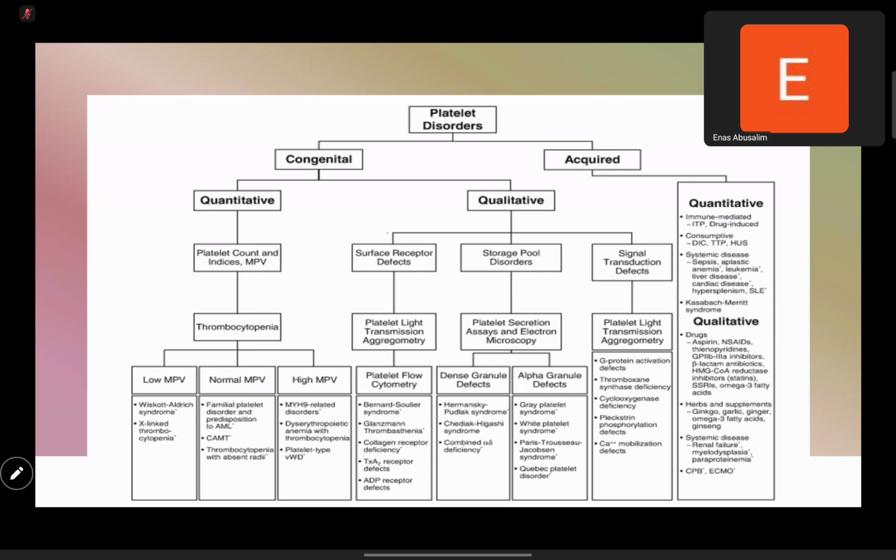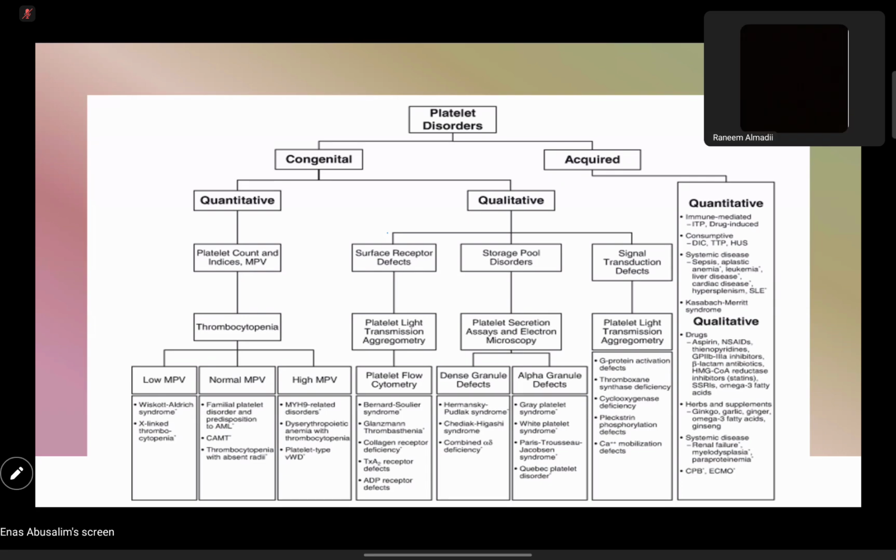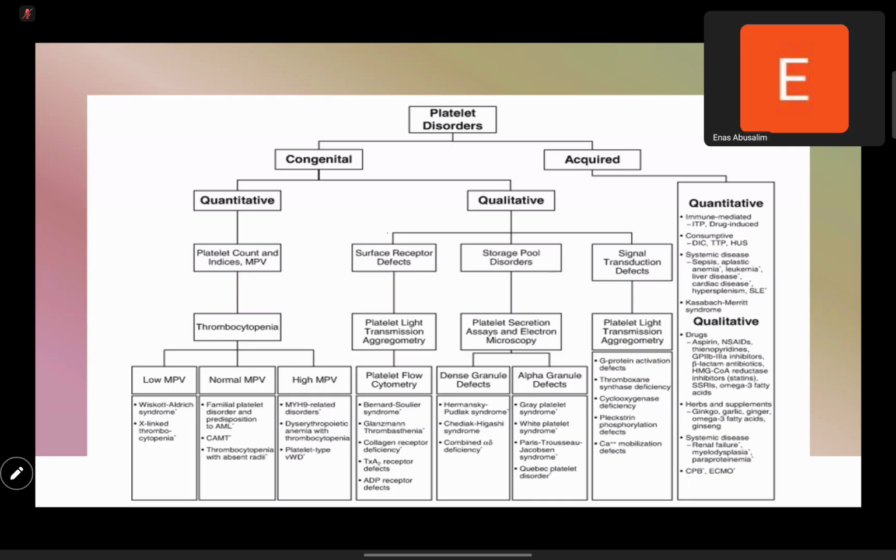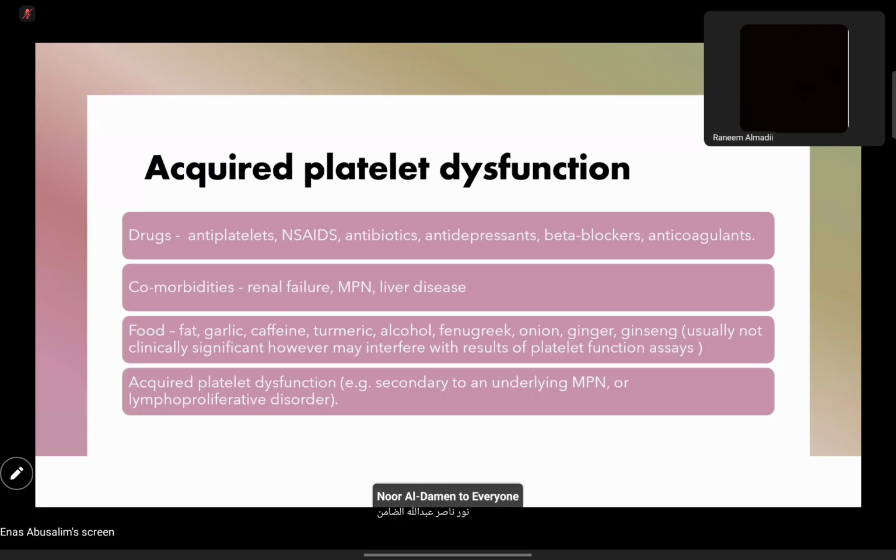Anything else? Liver disease, if there's renal failure history or liver disease, vitamin deficiencies. Okay, so why is renal failure important? What does it do to the platelets? Anyone? Because in chronic kidney disease, the platelet counts are not normal. Maybe it's impaired, so the platelet function is impaired also.